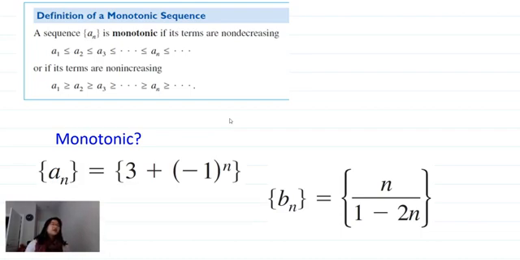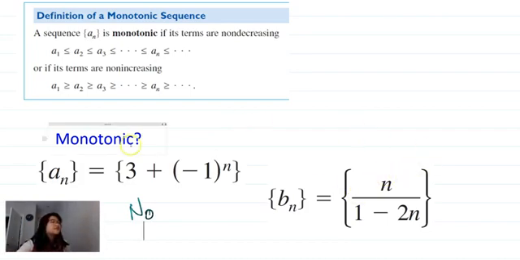But if you're going on a hike up a mountain, then you could also have a monotonically increasing height, because even if you stop for a rest for a little while, you're not going down until you start descending the mountain. So is a sub n, which we've been looking at a little bit already, going to be monotonic? No, because we're alternating between 2 and 4.